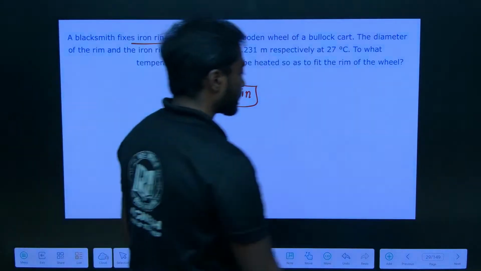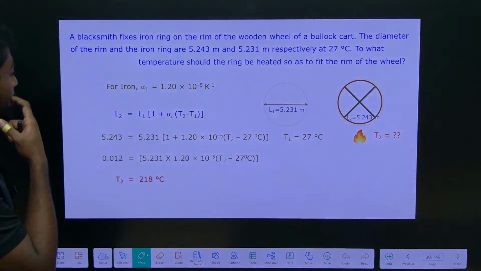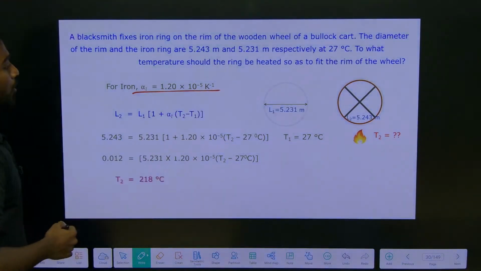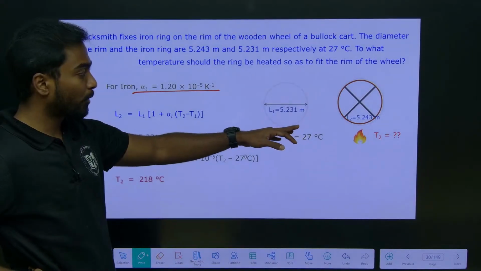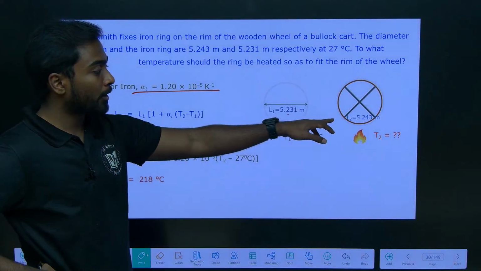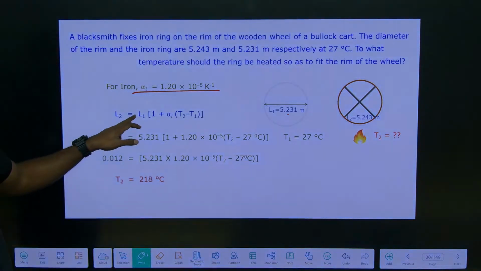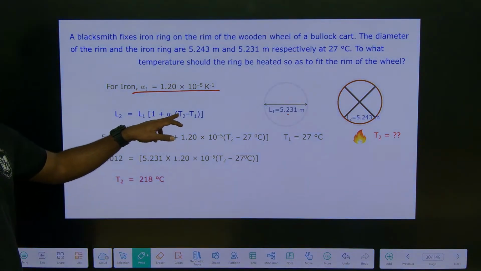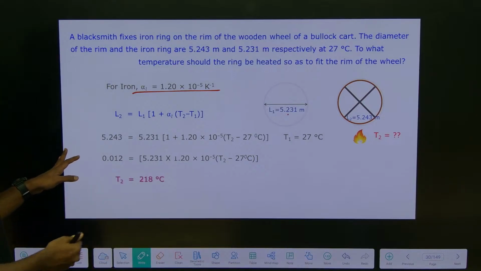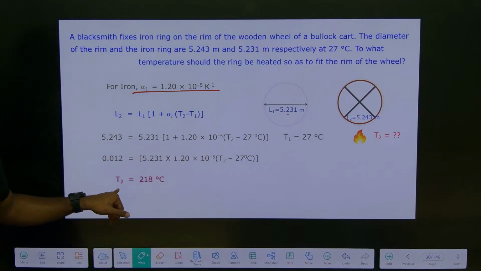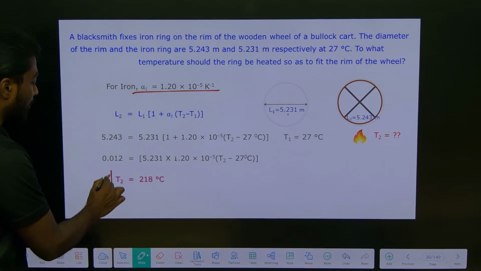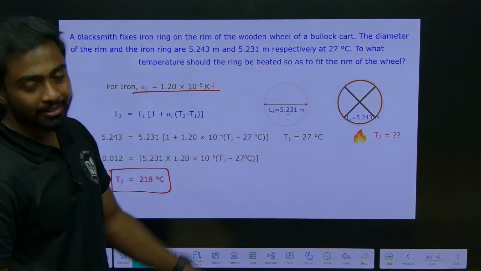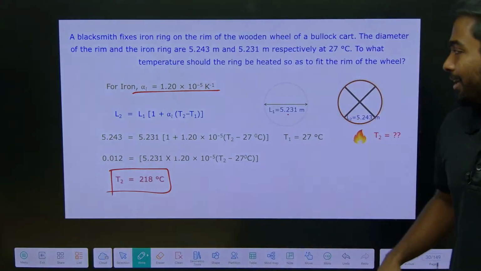Okay, so we'll see the answer. The alpha value is 1.20 into 10 power minus 5 Kelvin inverse, and L1 and L2 are given as 5.231 and 5.243. L2 is nothing but L1 times 1 plus alpha delta T, right? When we substitute the values, we get the temperature as 218 degree Celsius. Whoever got around 200 to 220, that's the answer of this question.